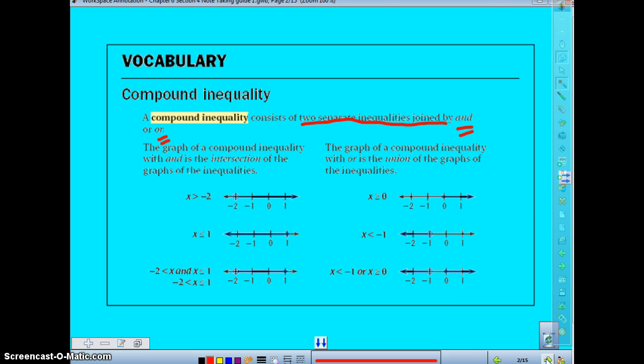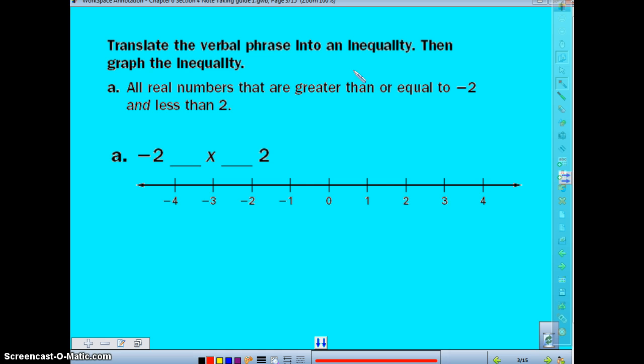All right, so here we go. Let's jump right in. Translate the verbal phrase into an inequality, then graph the inequality. All real numbers that are greater than or equal to -2 and less than 2. So we have all real numbers, we're going to call that x, that are greater than or equal to -2. Well then, if x is greater than or equal to -2, then -2 is less than or equal to x. Okay? And then x has to be less than 2. So that's our inequality right there, and you'll notice this is the and statement.